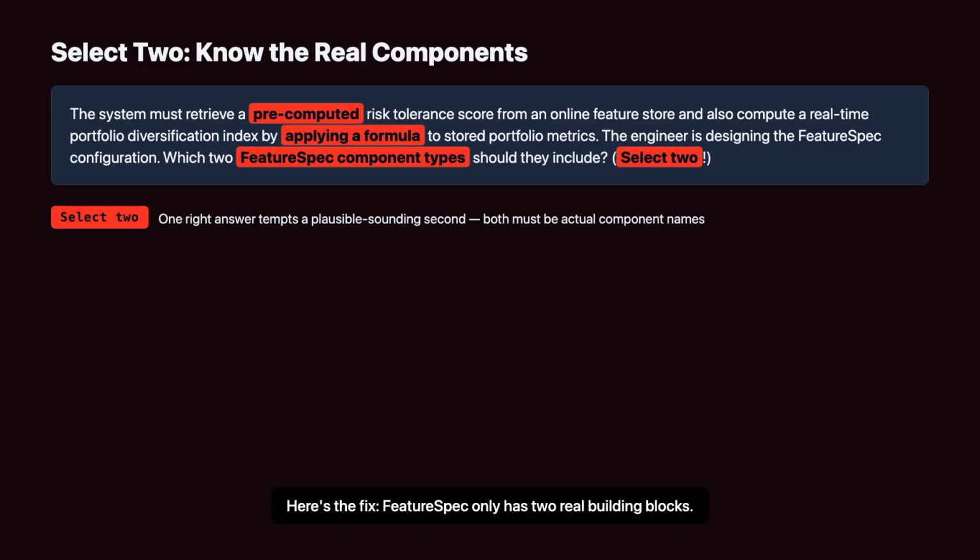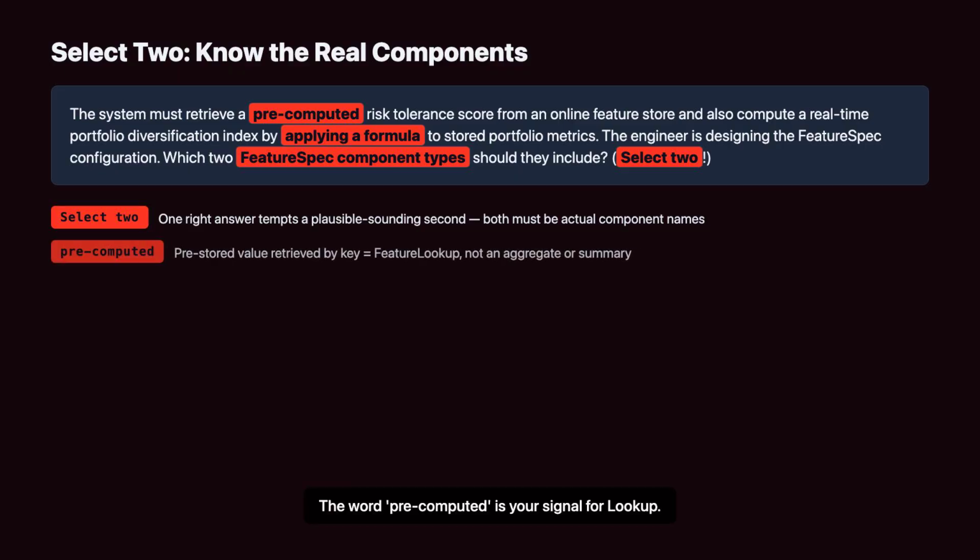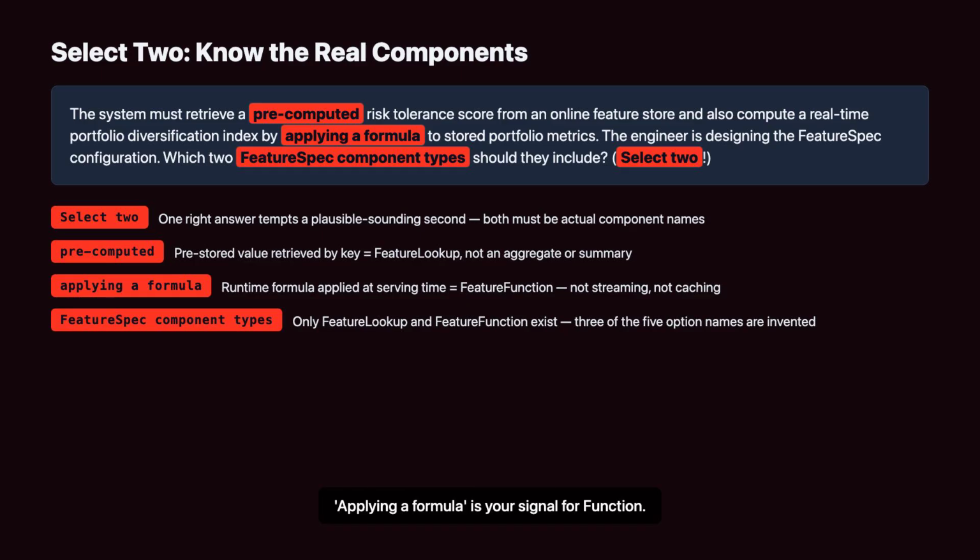Here's the fix. FeatureSpec only has 2 real building blocks: feature lookup and feature function. The other 3 names are completely invented. The word pre-computed is your signal for lookup. Applying a formula is your signal for function. The question rewards knowing both real names, not reasoning from what sounds plausible.